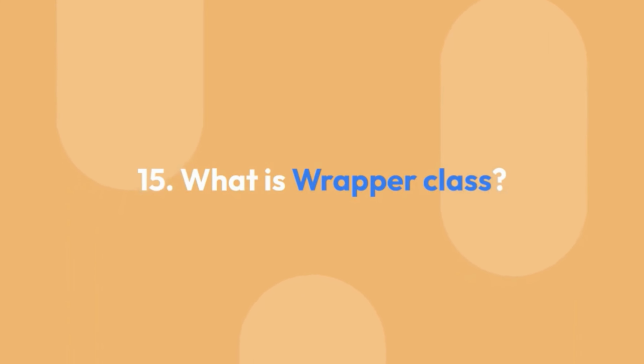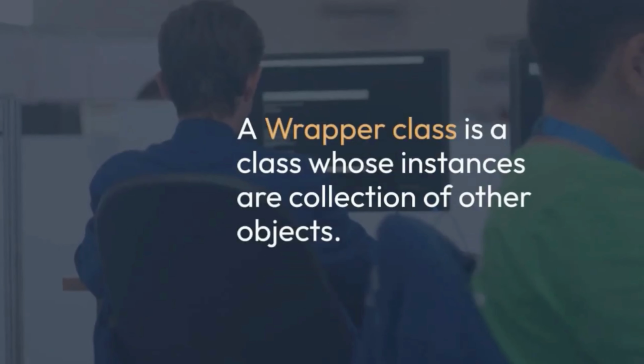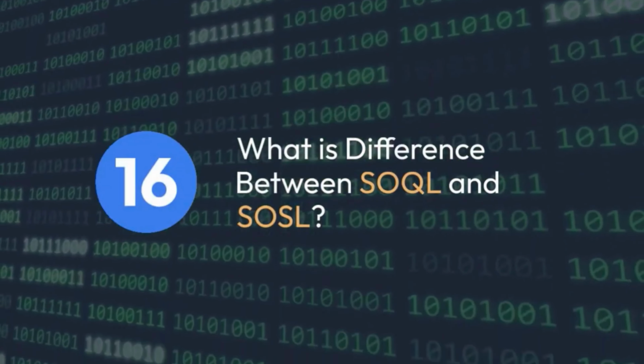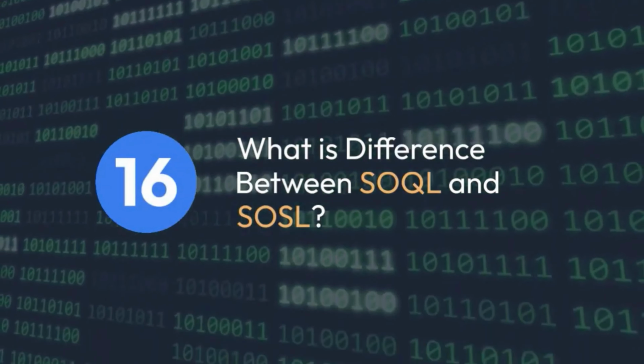15. What is a wrapper class? A wrapper class is a class whose instances are collections of other objects. It is used to display different objects on a Visualforce page in the same table. 16. What is the difference between SOQL and SOSL?